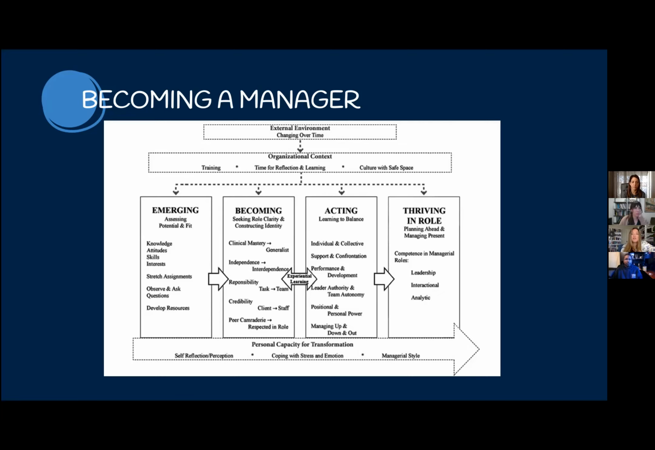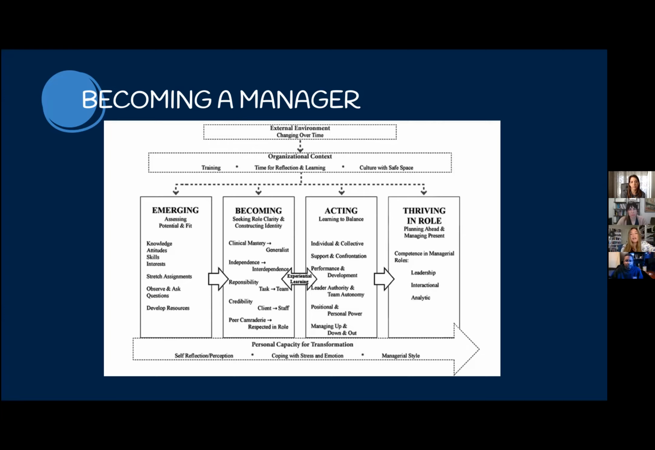As you can see, there are 4 different areas: emerging, becoming, acting, and thriving in the role. Becoming generally talks about moving from technical or clinical mastery into generalist competencies, and moving from individual task-related completion to a focus on team level success.